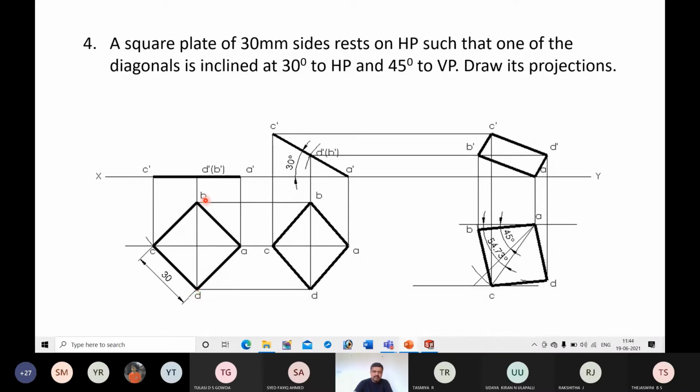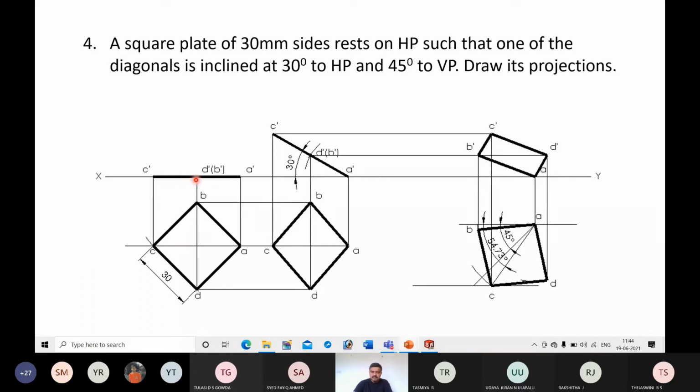This invisible corner should be represented within brackets. So point B is invisible if you look from this direction, that is from front. Next, C. You will project the points and you will get the front view. C dash A dash is nothing but the diagonal. Now the diagonal is parallel to both HP and VP.